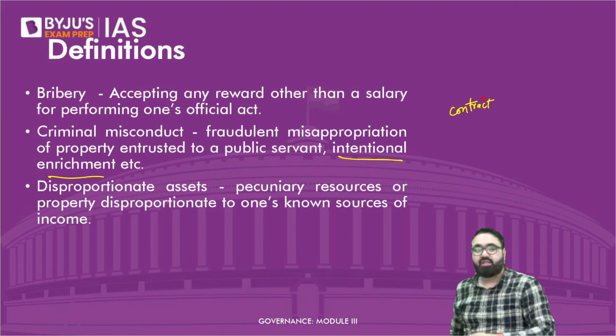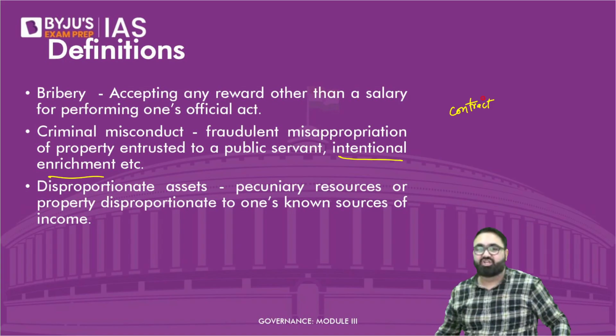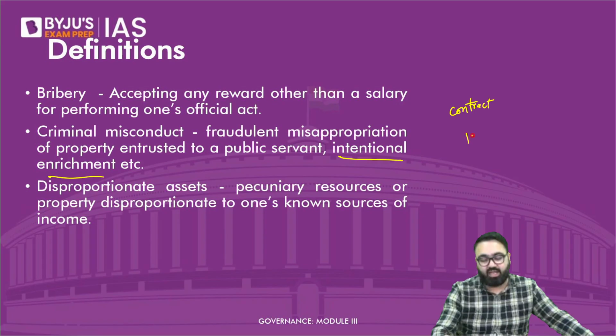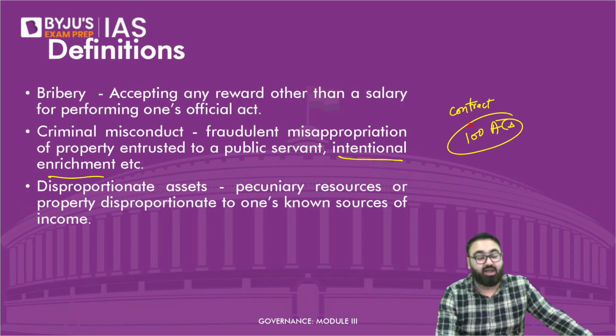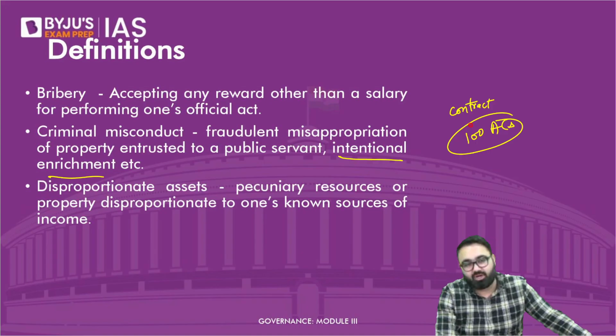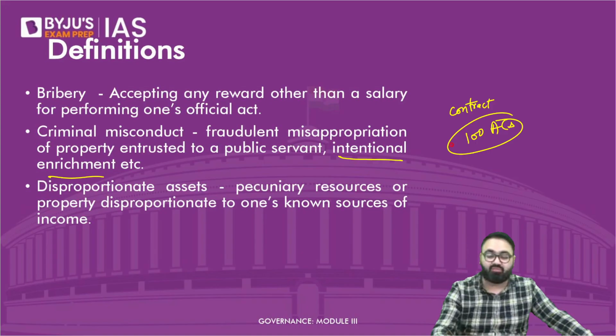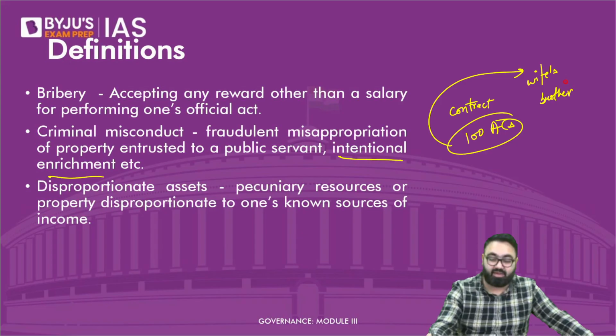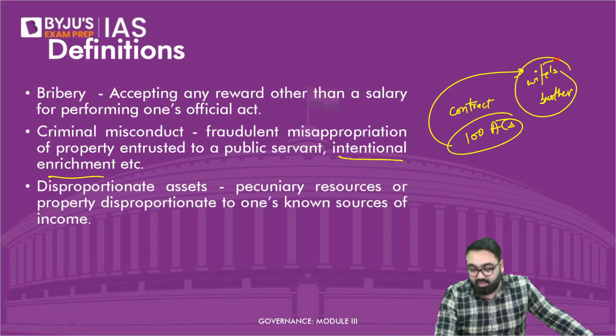Let's say the building that you are in charge of, a new building is being built. Government wants 100 air conditioners for that. Now, this 100 air conditioners, who will get the contract? Let's assume you give the contract to your brother, or even better, you give the contract to your wife's brother. You are not giving it to yourself, but giving it to your wife's brother. You are doing this so that you can take a cut. That is called intentional enrichment.